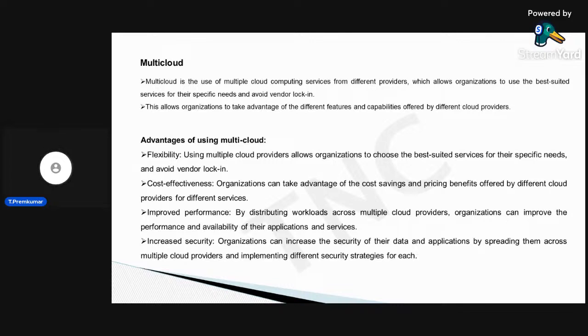When you see the flexibility, using multiple cloud providers allows the organizations to choose the best suited services for their specific needs and avoid vendor lock-in. In the case of cost effectiveness, the organizations can take advantage of the cost saving and pricing benefits offered by different cloud providers for different services. For improved performance, by distributing workloads across multiple cloud providers, the organizations can improve the performance and availability of their applications and services. The increased security: the organizations can increase the security of their needs and their data, the applications by spreading them across multi-cloud providers and implementing different security strategies for each.